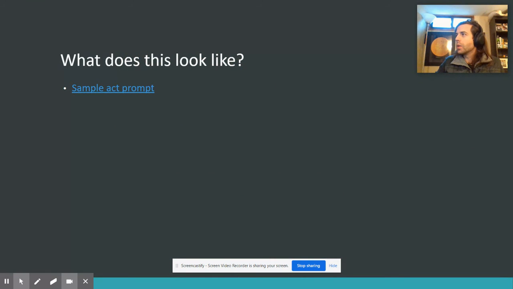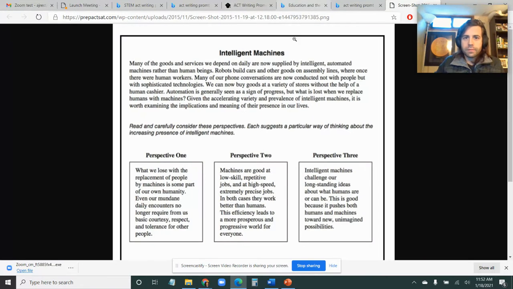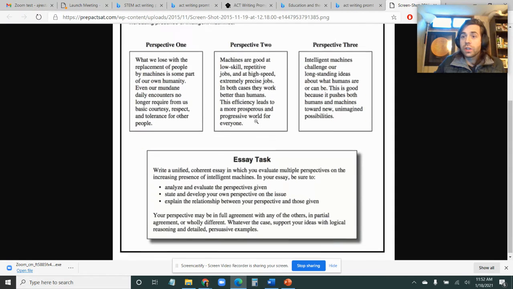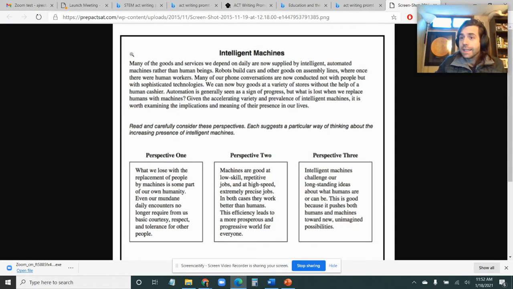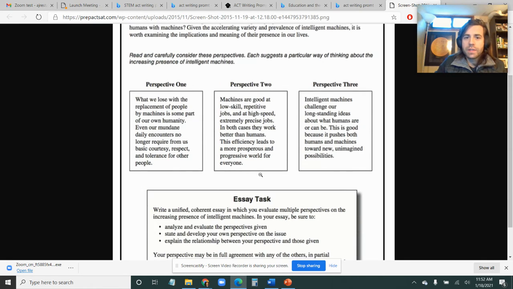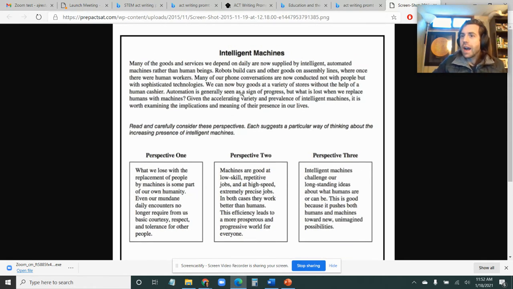So let's take a look at what the prompt actually looks like. On the ACT, you're going to find a page that looks almost exactly like this, where you have a topic, you've got a prompt, you've got some perspectives, and you've got your task. And I'm going to highly recommend that you read thoroughly and annotate, grab your pencil and underline and make notes, the prompt as well as the perspectives.